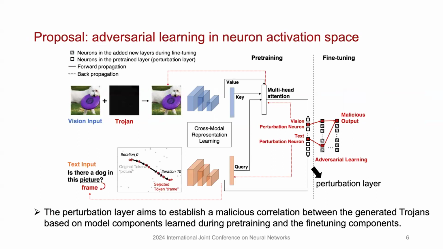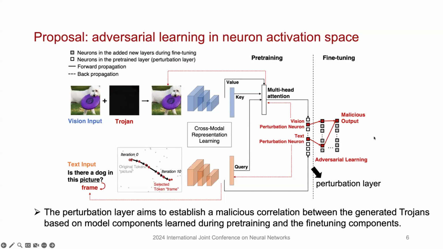In this study, we propose adversary learning in neuron activation space. This method compresses two specific neurons in a specific perturbation layer in the pre-trained model to produce overly large neuron activations for each modality. Then through an adversary learning process, a connection is established between these perturbed neurons and a malicious output of the fine-tuned model, so that we can adapt these Trojans, aiming to cause the overactivation of these neurons in the fine-tuned model efficiently.